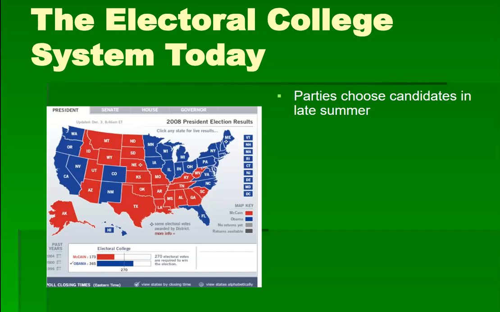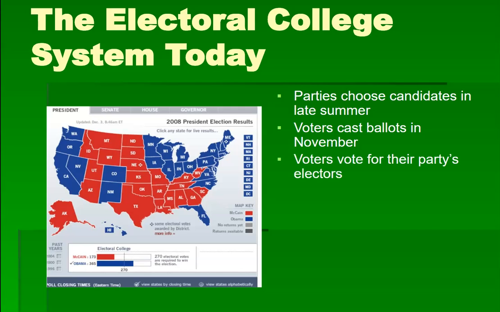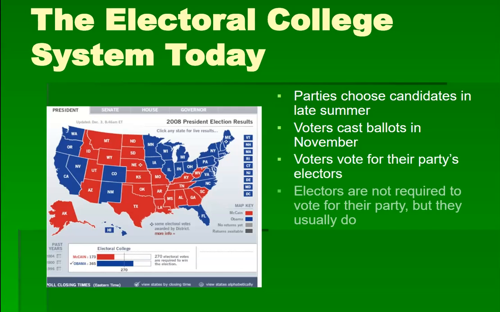Now, the system today: parties choose their candidates in late summer. So in an election year such as 2016 or 2020, there will be a Republican candidate by August, and there will be a Democratic candidate by August, sometime before the end of the month. We will cast our ballots in November to decide which person we want to be president, of course. We are going to vote for our party's electors, as I already stated.